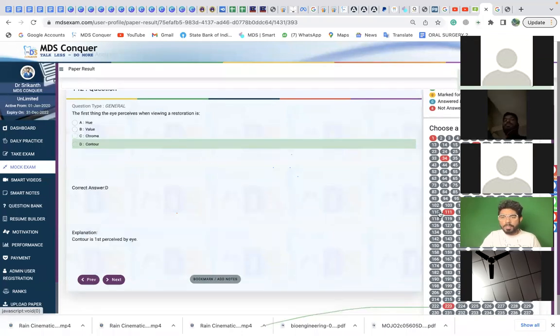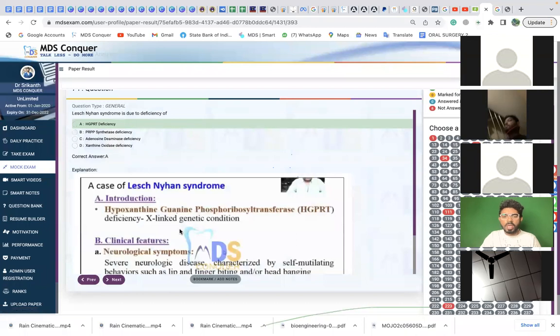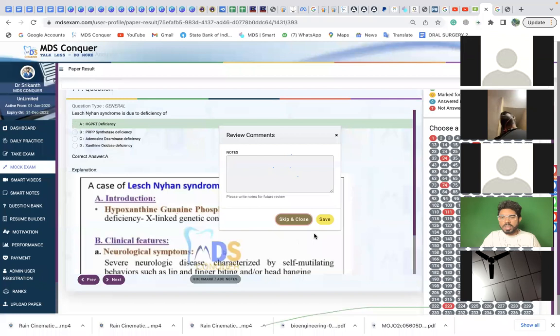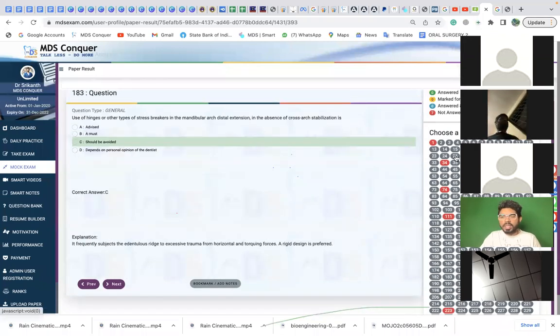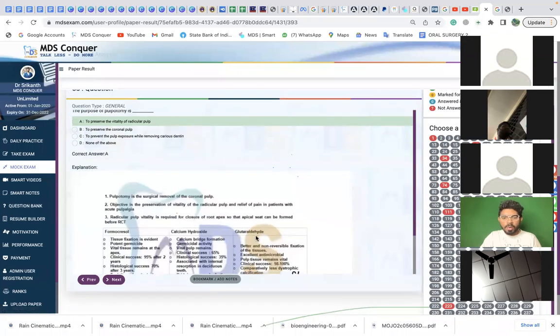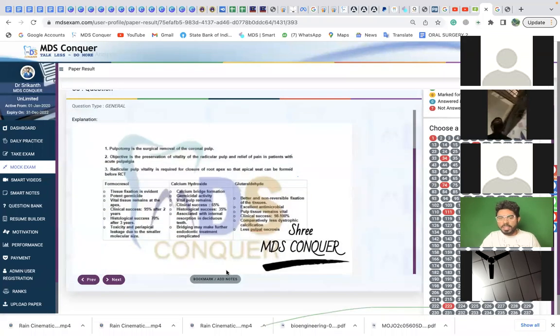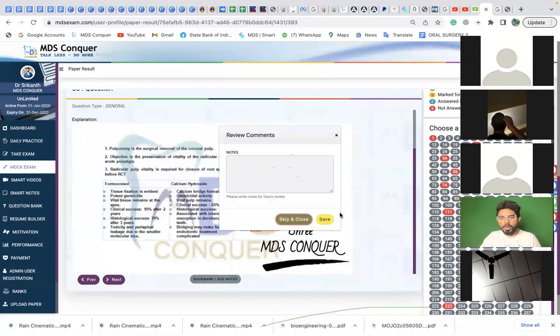So you have to decide, okay, I want to learn about this particular syndrome, so I want to bookmark it. This is how you have to identify the areas where you are weak. And for example, okay, I want to check out the different types of agents which are used for pulpotomy. So I'm going to bookmark it.